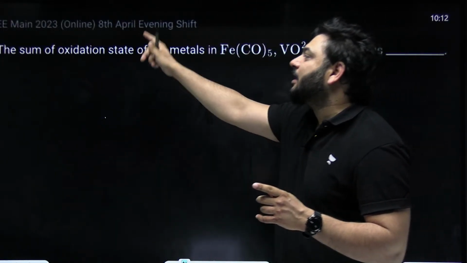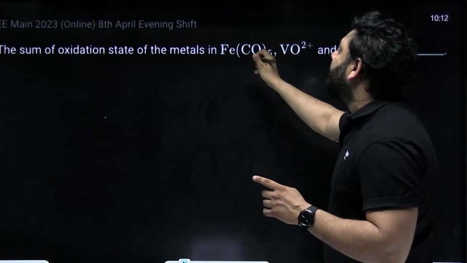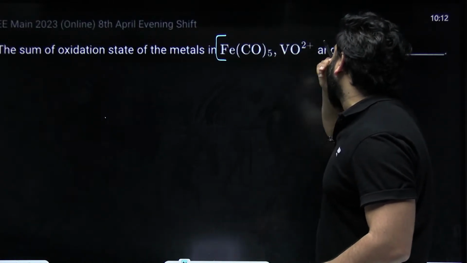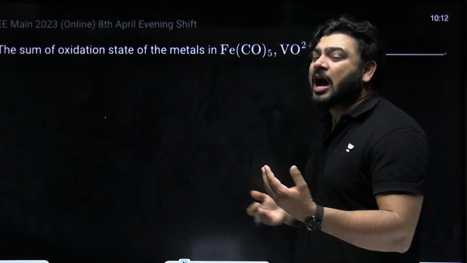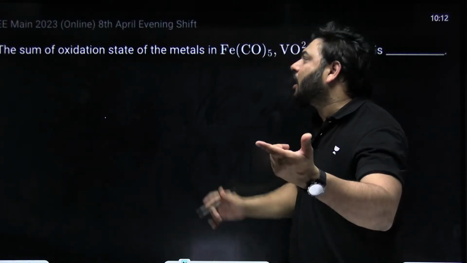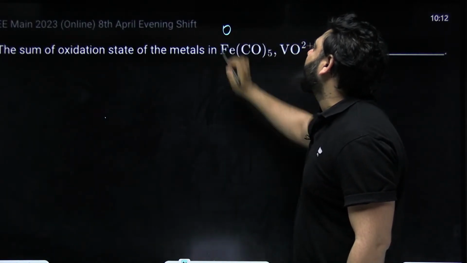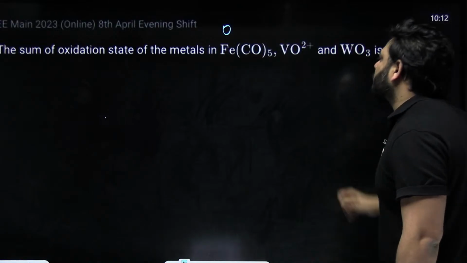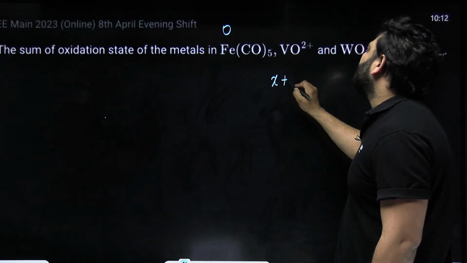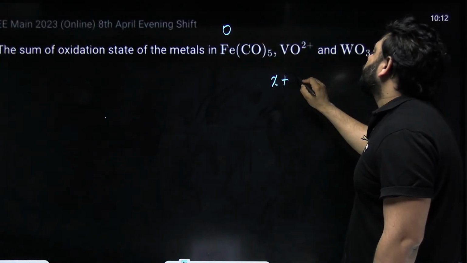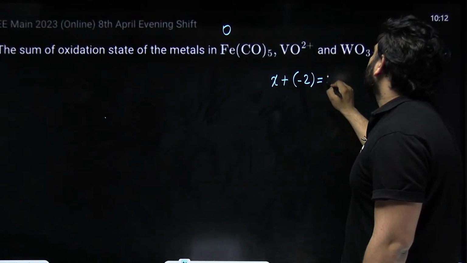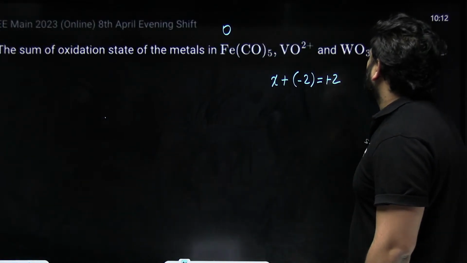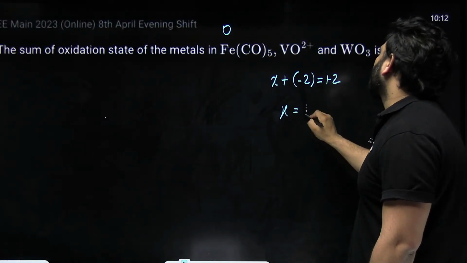The question simply asks for the oxidation state of the metal in iron carbonyl. Carbon monoxide, what kind of charge does it have? Zero charge. So iron will have a zero oxidation state. We know oxygen generally has a -2 oxidation state, so 1 time of it is equal to +2, isn't it? The x comes up as +4.